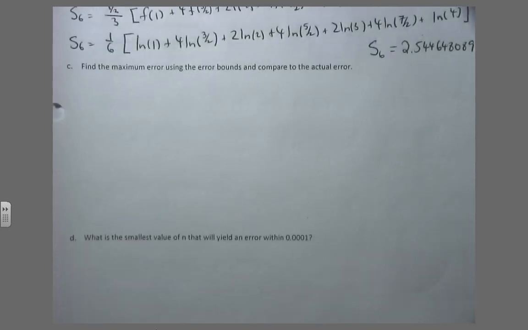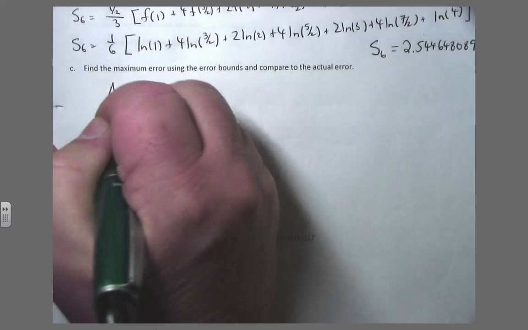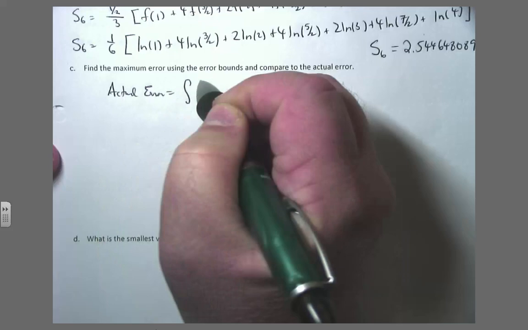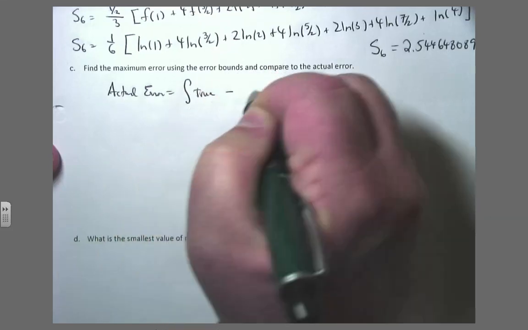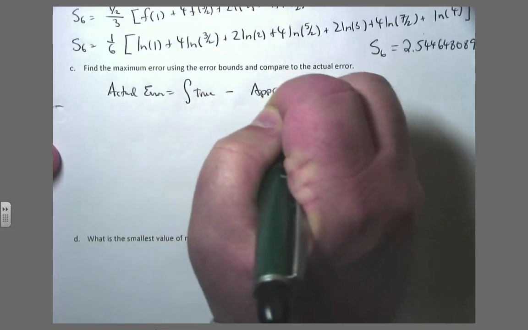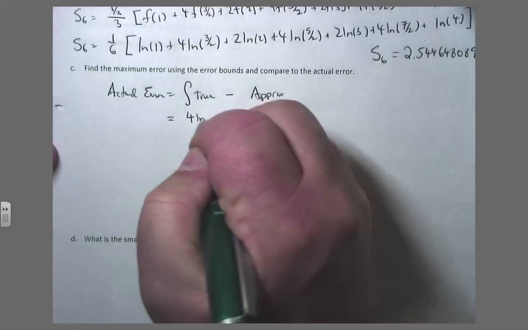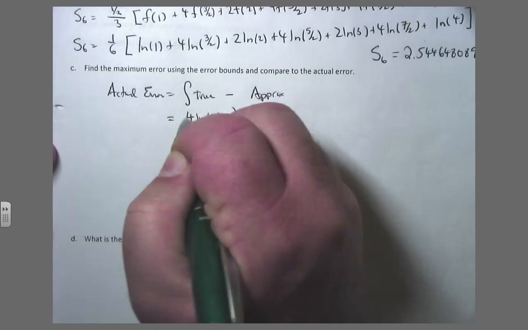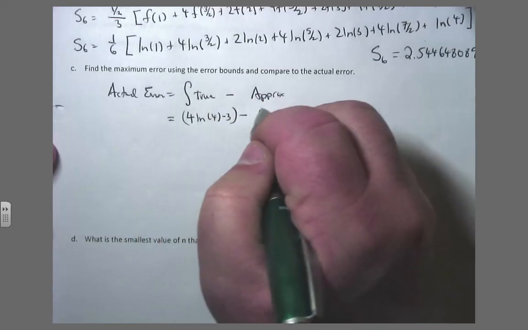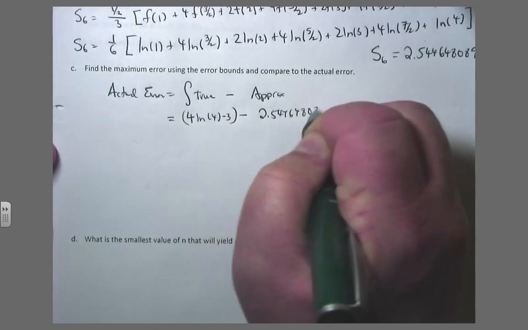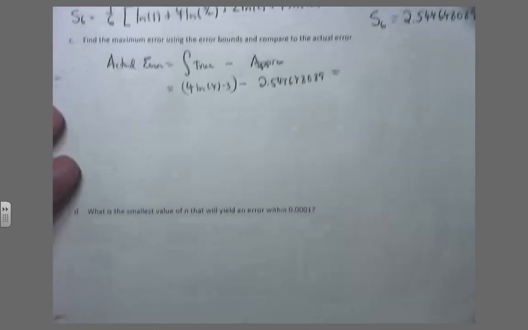Find the maximum error using the error bound and compare it to the actual error. All right. So, first off, let's calculate that actual error. Actual error, again by formula, is the true integral minus the approximation. Now in this problem, we did do the true integral. It was 4 natural log of 4 minus 3. And then I have to subtract off my approximation, which is 2.544648089.